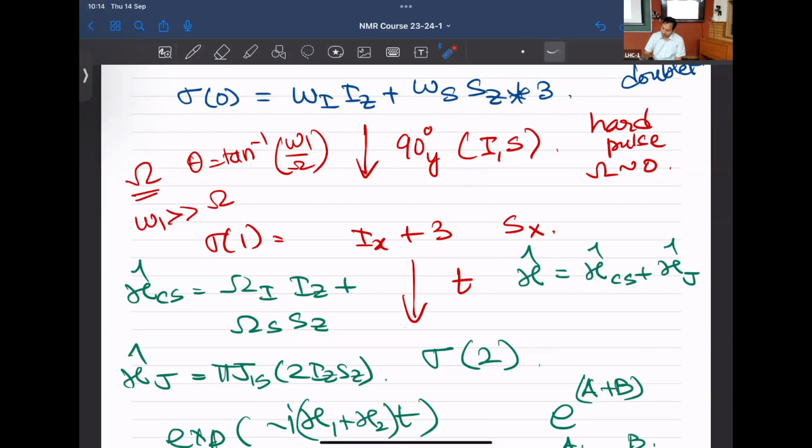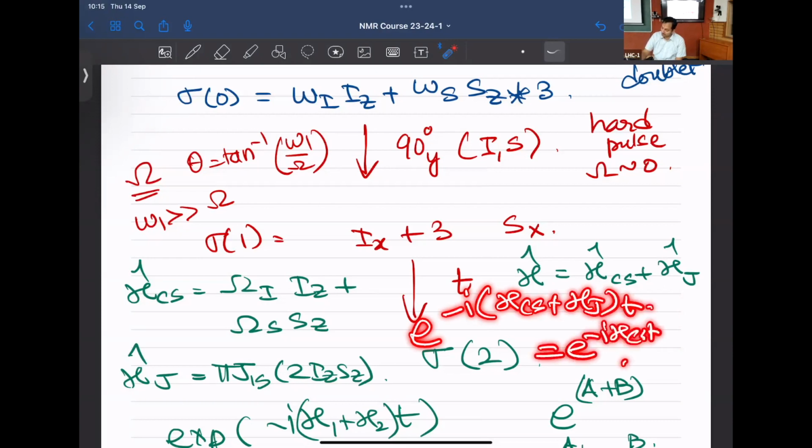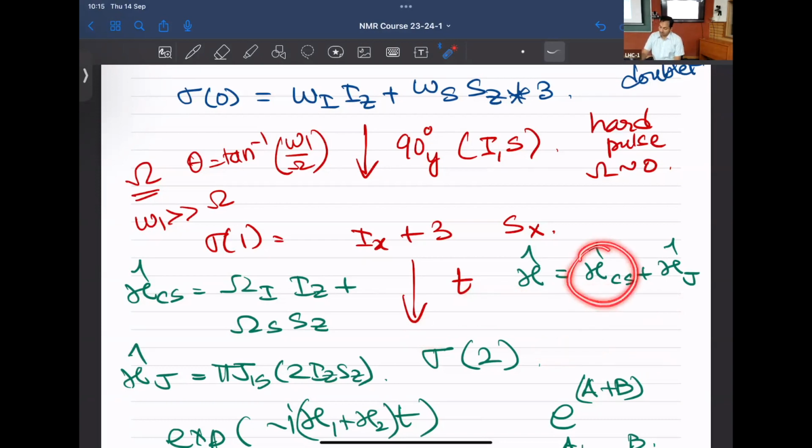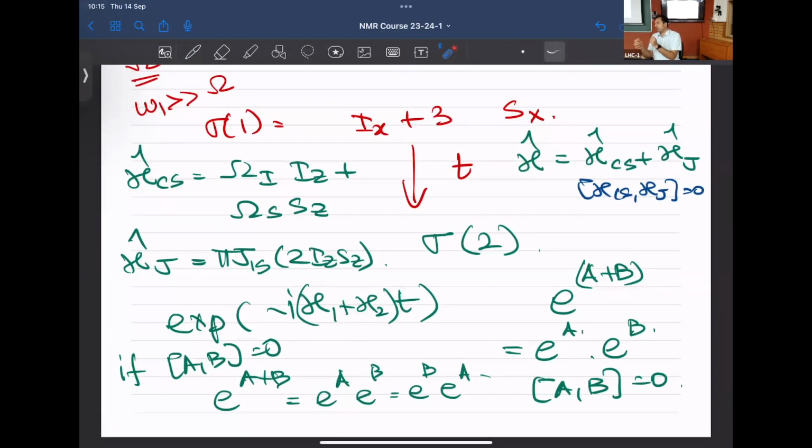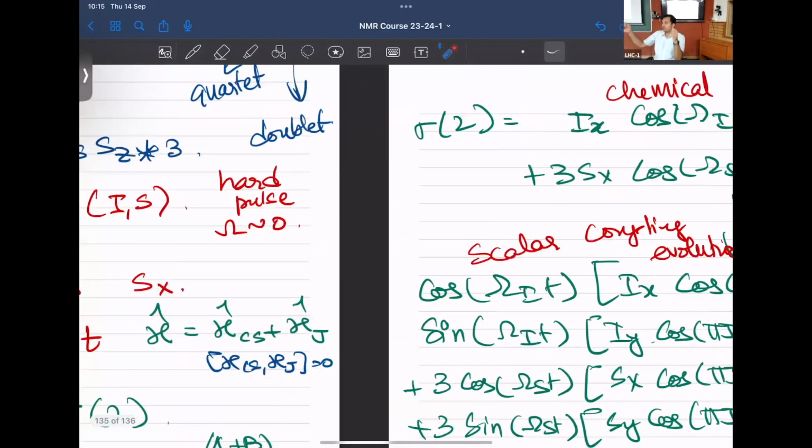So therefore, the e to the power minus i times H_CS plus H_J times t can be written as e to the power minus i H_CS t times e to the power minus i H_J t. We're able to write it because H_CS comma H_J in this case commuted. So therefore, what we are trying to say, it doesn't matter what you operate first. You can change the order of the operators. So the e to the power minus i H_CS t times e to the power minus i H_J t times sigma 1 times the propagator inverse can be swapped in order. So what are we doing here? We put the chemical shift term first.